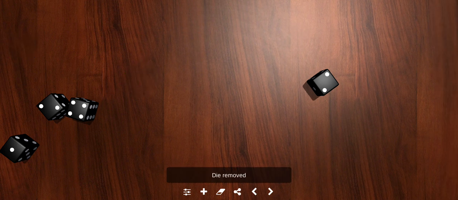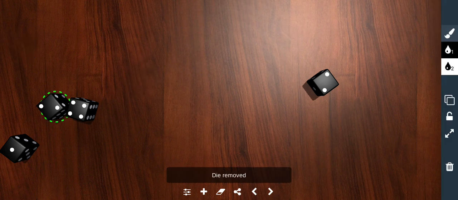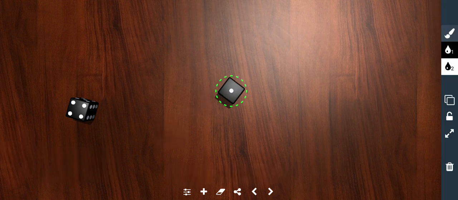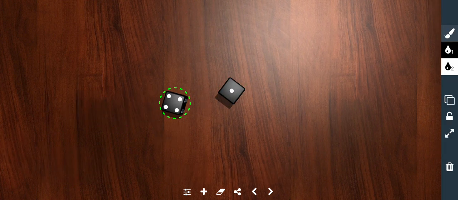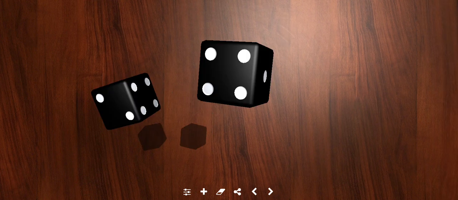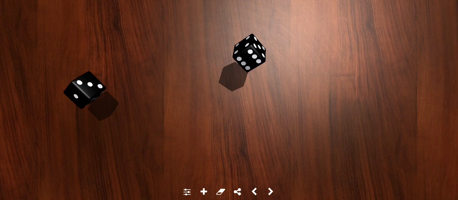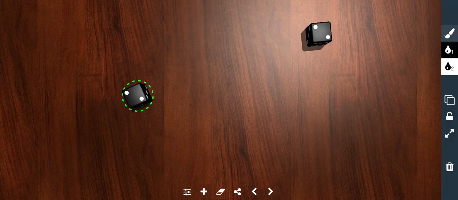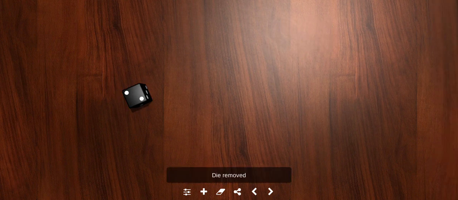There was a matching pair of sixes and twos. And I've lost. These are the only two dice left. So let's try to get them both to match. And that's it for this one.